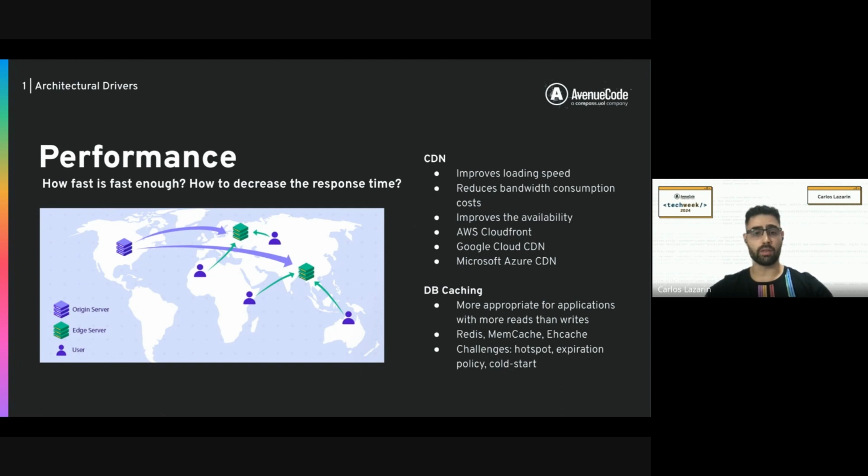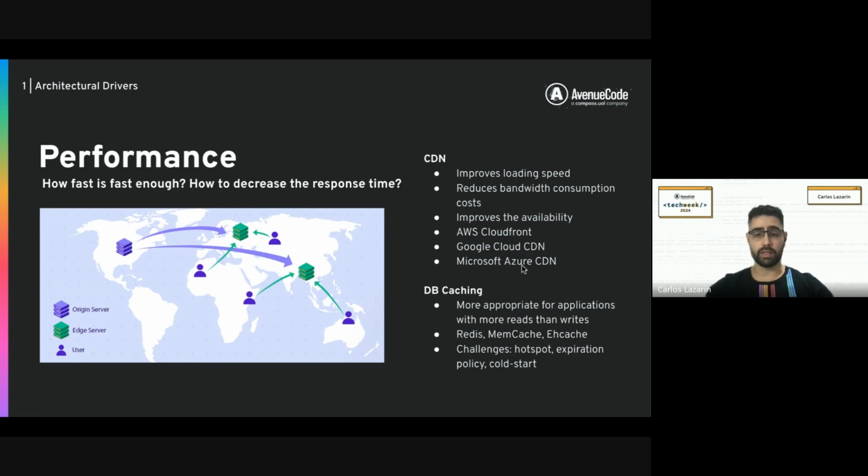HTML pages, right? So let's say here, for example, we have our origin server located in New York, and we have users in Australia consuming our application. So then we put edge servers across the world, so the users can hit those servers instead of the origin one, right? So doing that, we reduce the bandwidth consumption, we improve the availability, because if the main server goes down, we have other ones to take the request and provide a response, right? Some market options that we have: AWS CloudFront, Google Cloud CDN, and Microsoft Azure CDN.